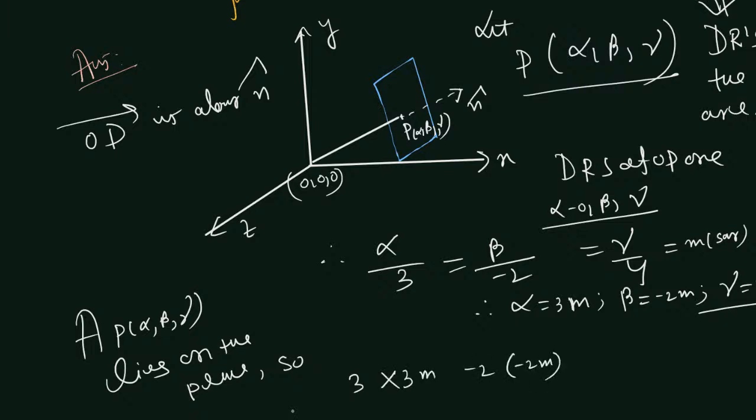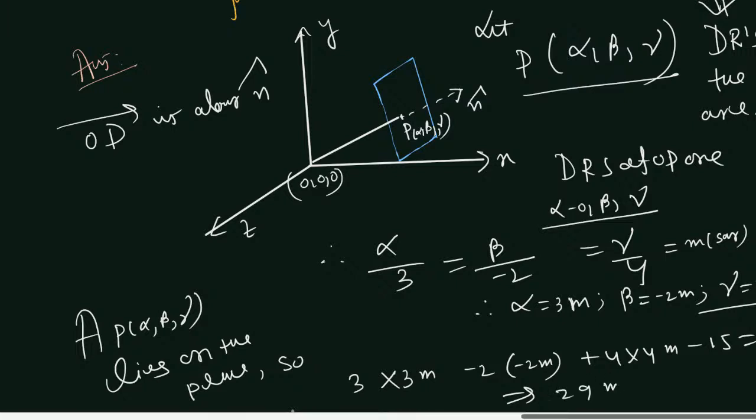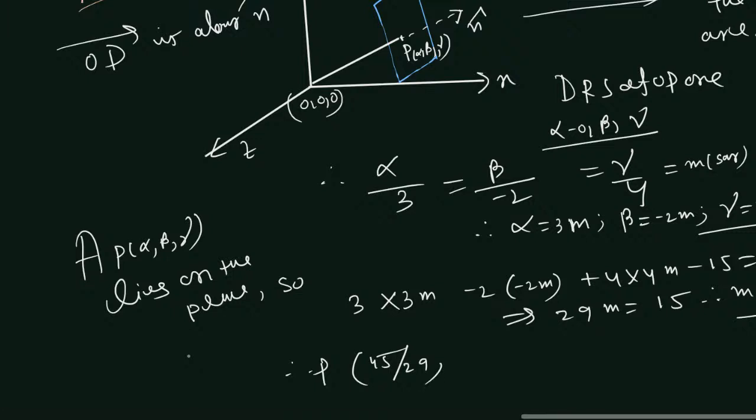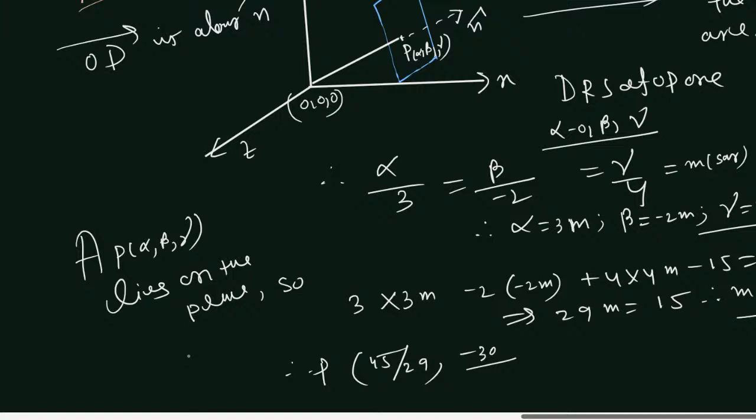Understood? Let us solve it. 25 and 4, 29. So 29m equal to 15, m equal to 15 by 29. You got the points now. Therefore, P will be what? Alpha the same, beta will be what? Minus 2m. And gamma, 4m. Is that clear?